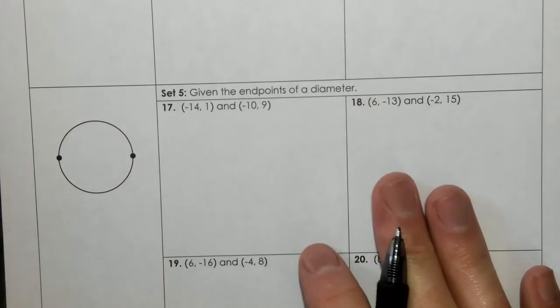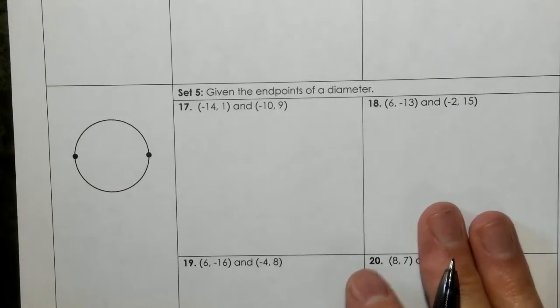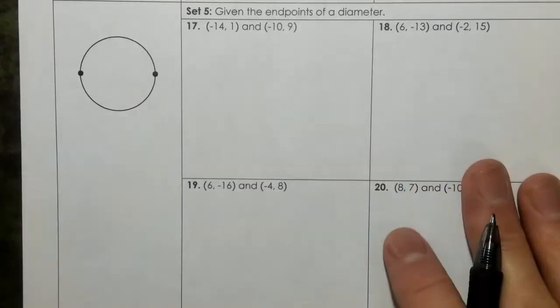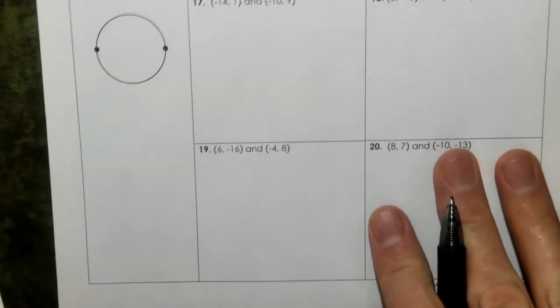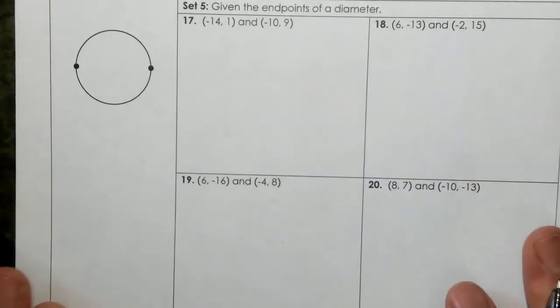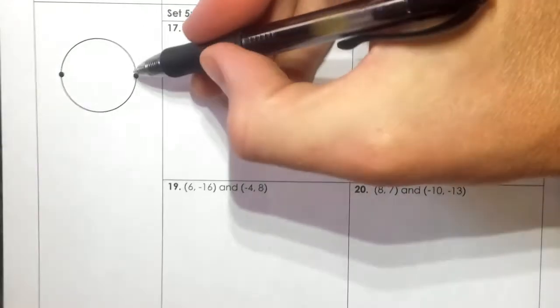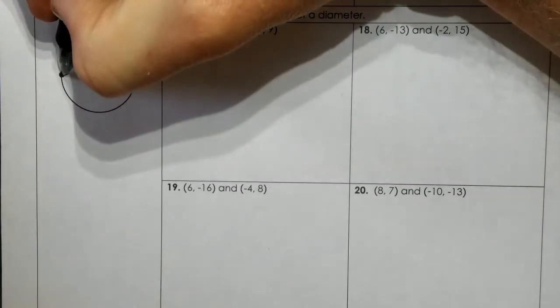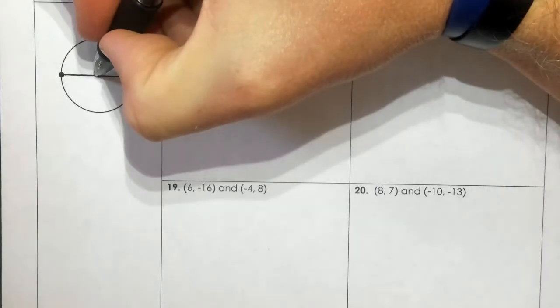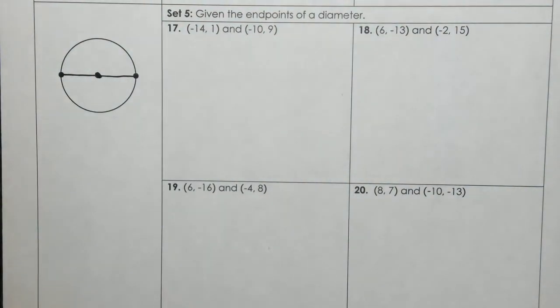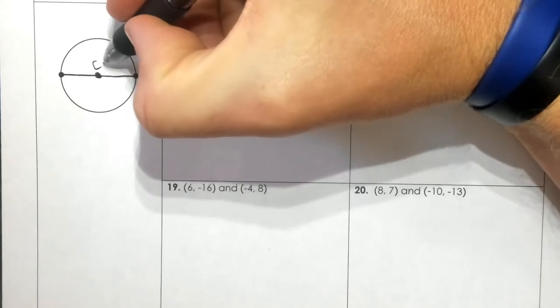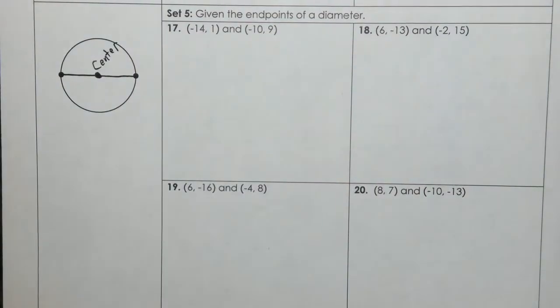On number 17, we are given endpoints of a diameter. Conveniently, if you think about the definition of diameter, the endpoints are on the circle, but a diameter goes through the center of a circle. So if I use the midpoint formula, I can find the center of the circle. It will be given by the midpoint, and then we've already seen how we can use the distance formula to find the radius.